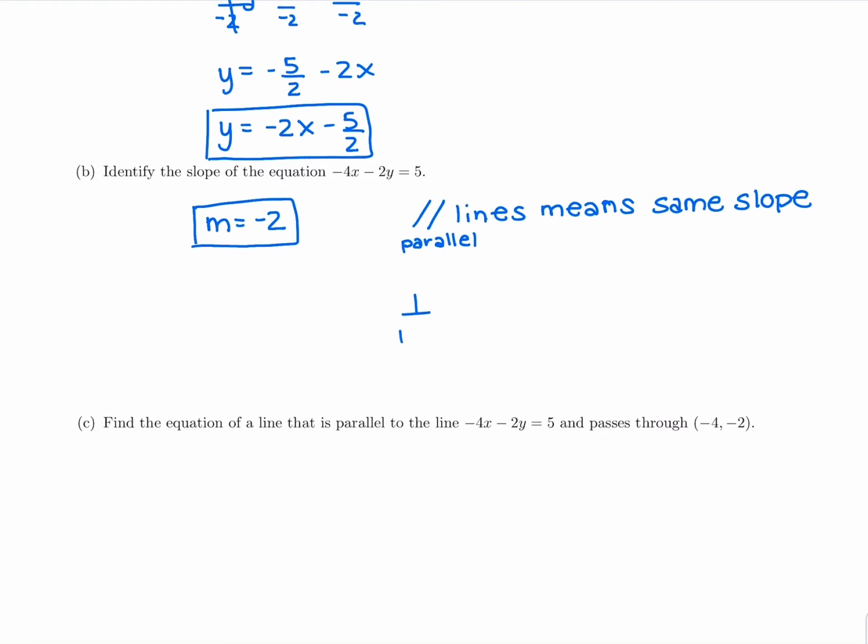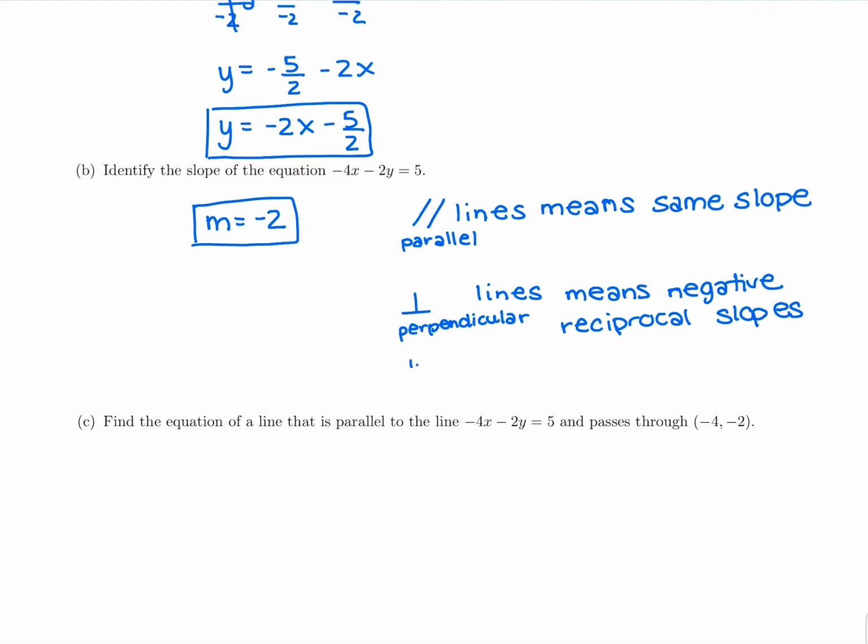Perpendicular lines means negative reciprocal slopes. So if we have some examples of this.